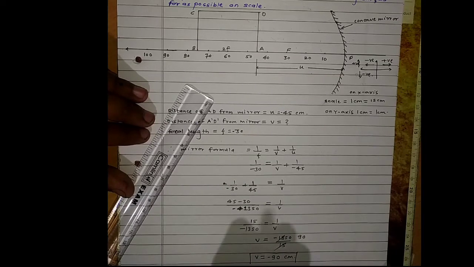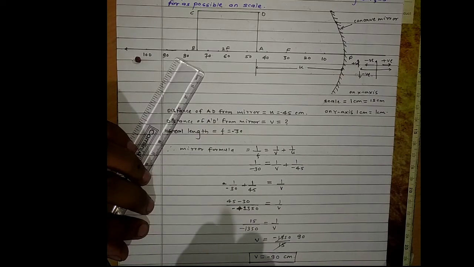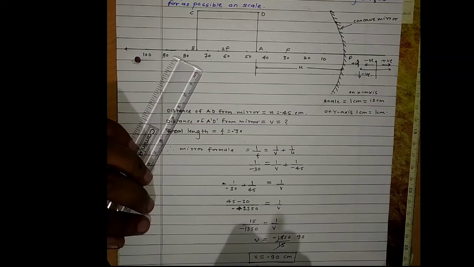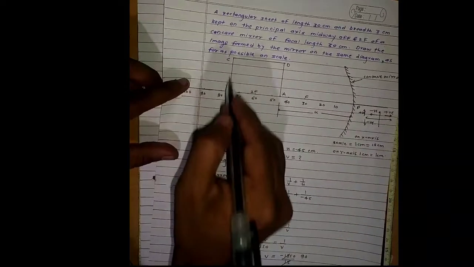That is nothing but the distance of image, or you can say d dash, for the notation of image. So v is equal to -90 centimeter. Now let's find out the values for this side, BC.